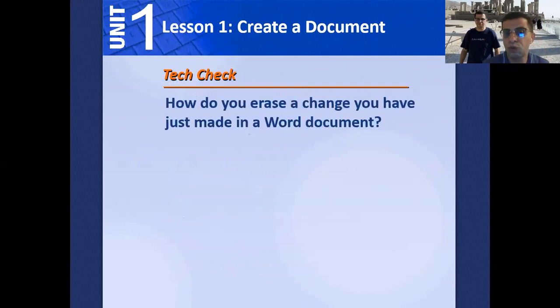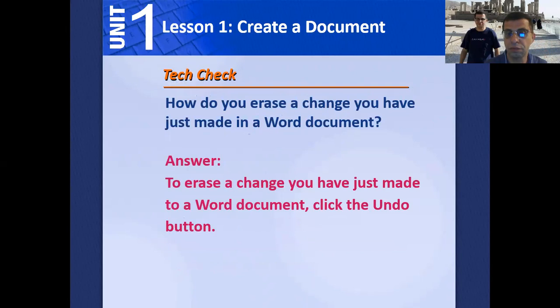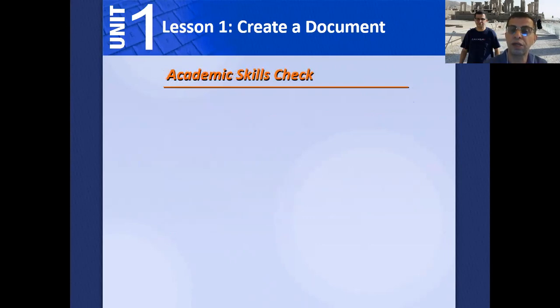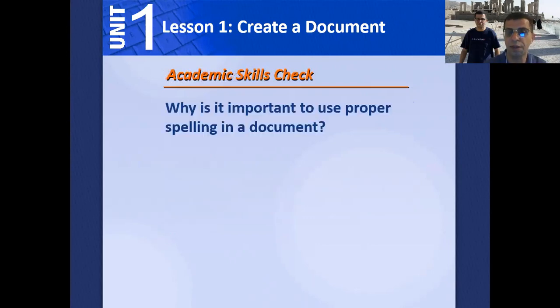How do you erase a change you have just made in Word? Answer. To erase a change you have just made to a Word document, you click undo. It takes you back one change. If you made 3 changes, you want to click 3 undos. Time. Let's look at the academic skill check.